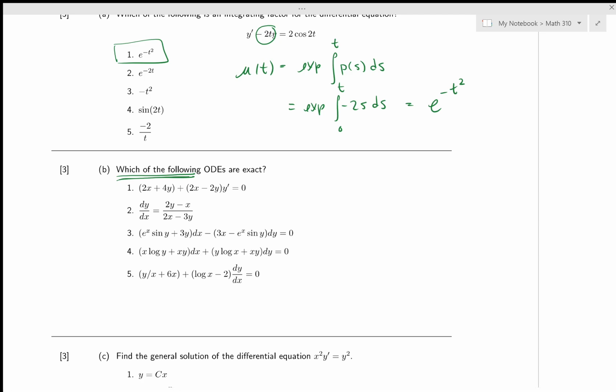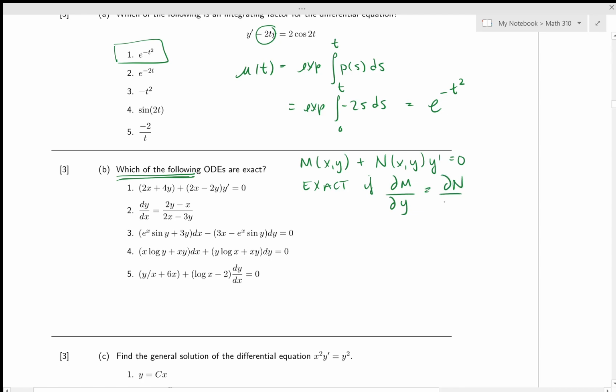Okay, so let us recall the general form of the differential equation when we're thinking about it in this manner, thinking about checking for exactness. It looks like this, equals 0, and the differential equation is exact if the partial derivative of M with respect to y, I remember this as the word, I can see the word MY, is equal to the partial derivative of N with respect to x.